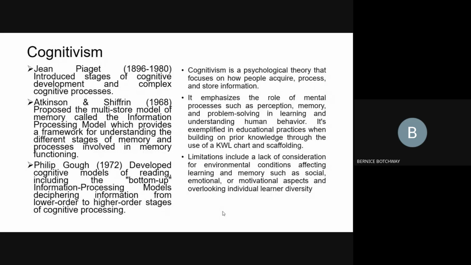So you have some propounders like Jean Piaget, who introduced the 4 stages of the human cognitive development. She had the sensory motor stage, the pre-operational stage, the concrete operational stage, and the formal operational stage. We have Axon and Schifrin. We have Philip Gould, who also developed the cognitive models of reading. So these scholars emphasize the importance of understanding the human mental structure. So you can go read on them, and then we discuss that in our various groups.